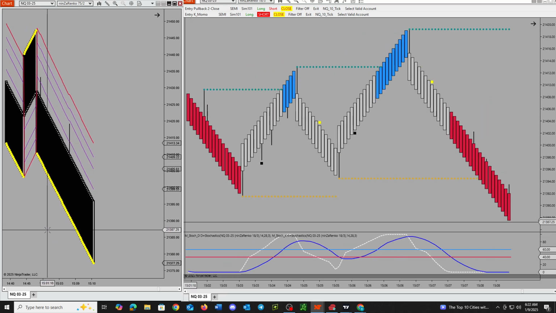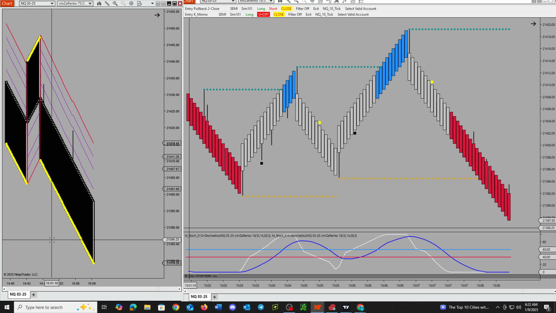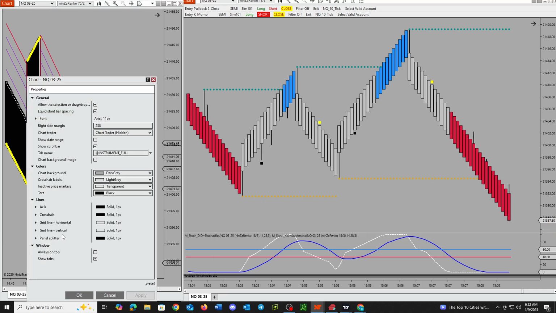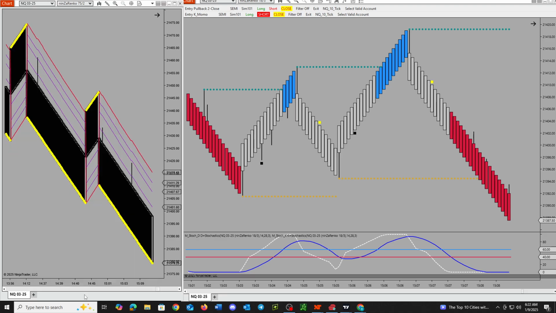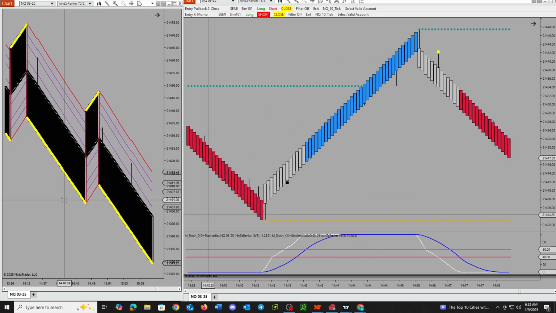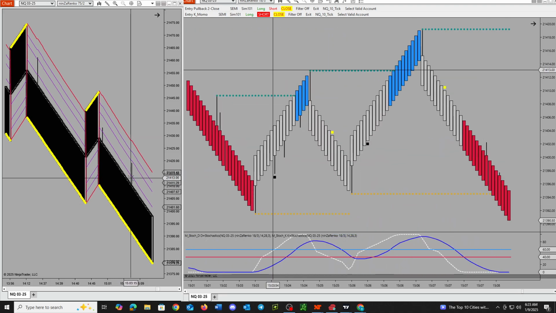Here's another beautiful example. I'm not going to expand this out. Let me do this though. How many right side margin? Wow. Okay. Let's close that up a little bit. Yeah, it's much better.